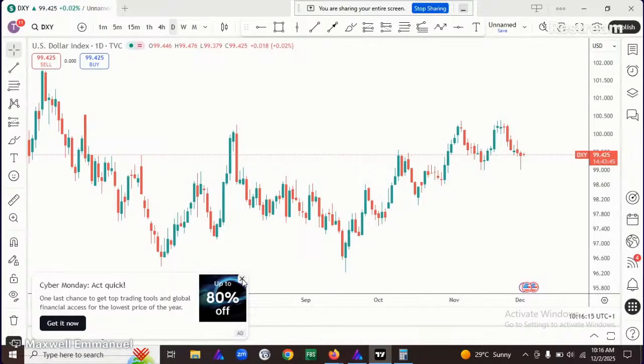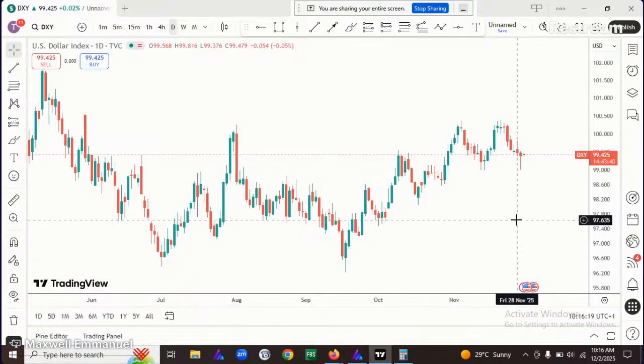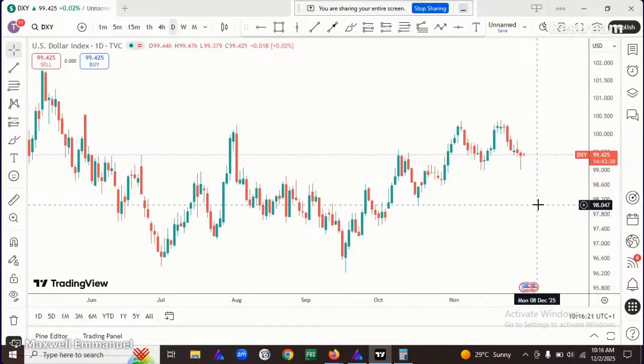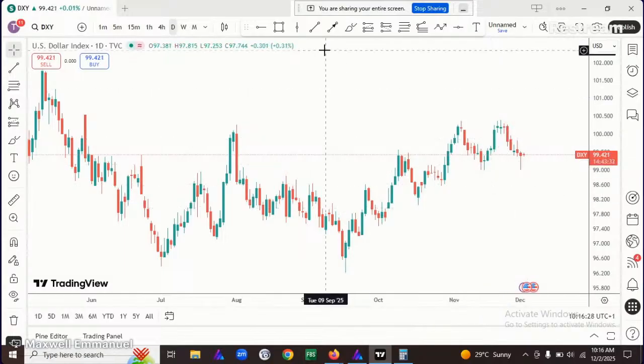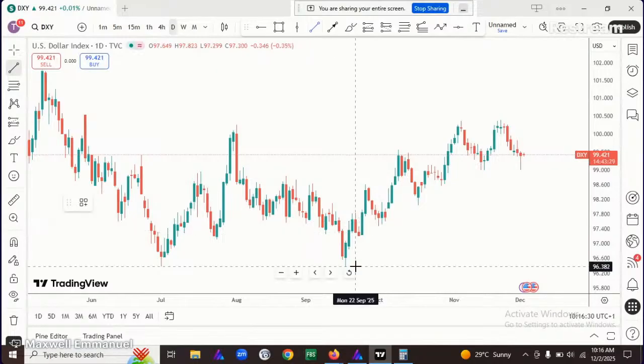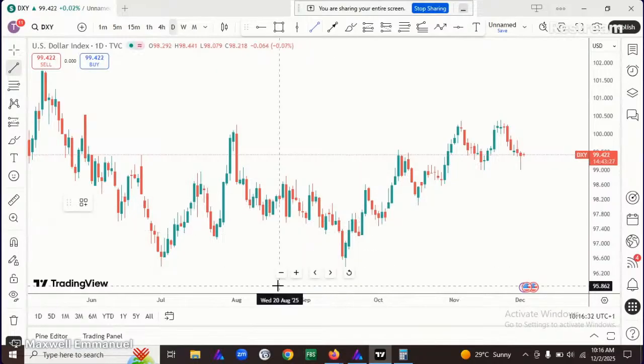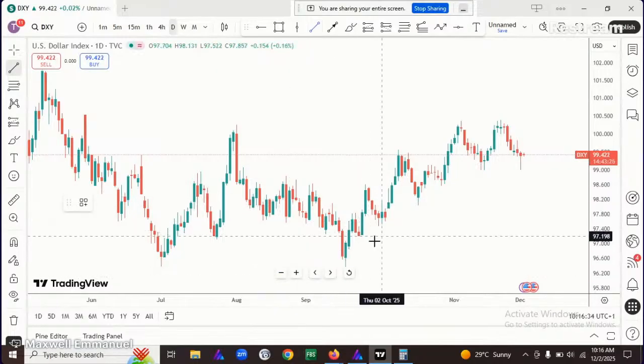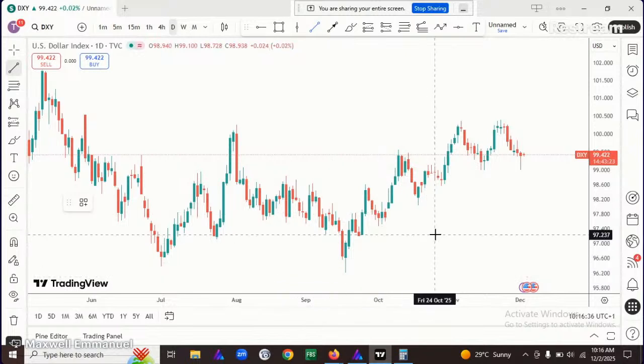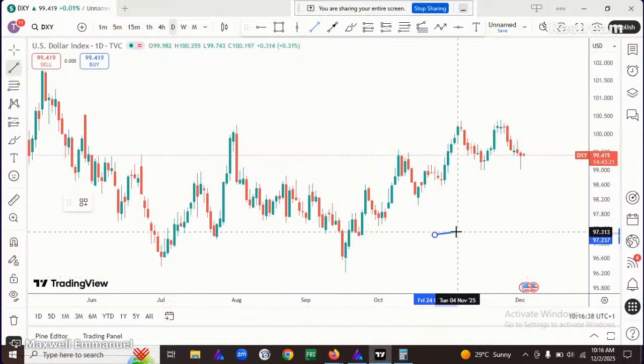For those of you buying GBP USD, you are counter trading. You are trading against the trend of the market. Now let's apply our trend line. If you look at the structure you have here on GBP USD, let's apply the trend line.